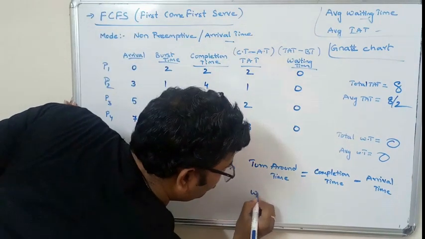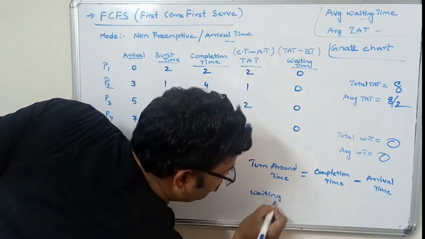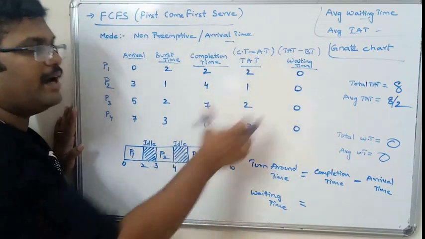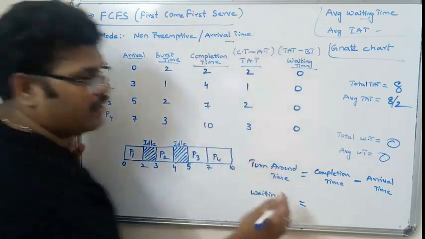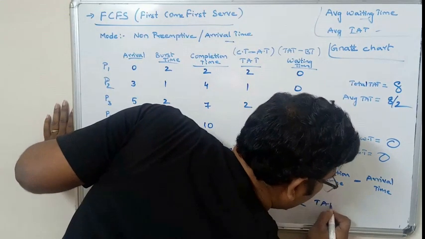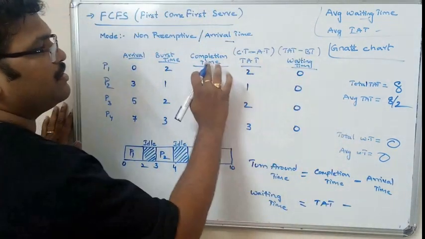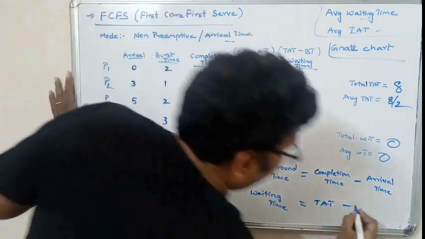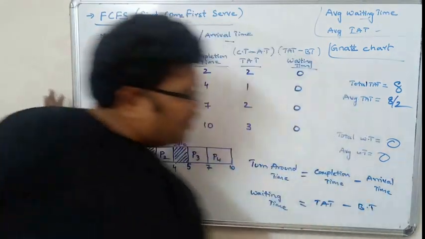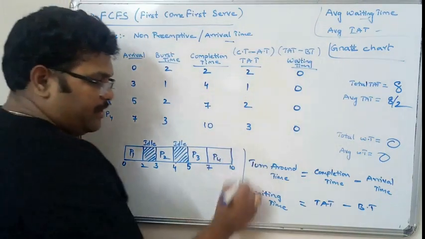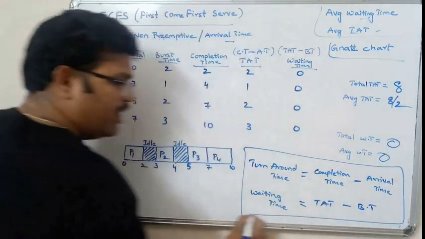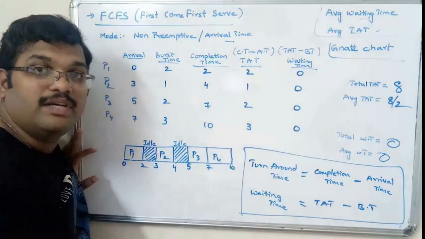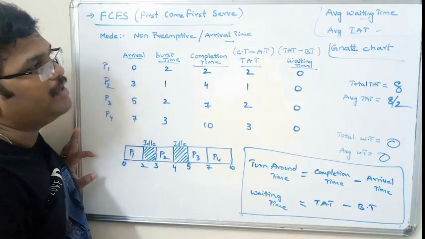Similarly, waiting time. By seeing this Gantt chart, we can write the waiting time, or directly we can use the formula: turnaround time minus burst time. So by using this formula, you can calculate the turnaround time and waiting time, so that we can calculate the average waiting time and average turnaround time.